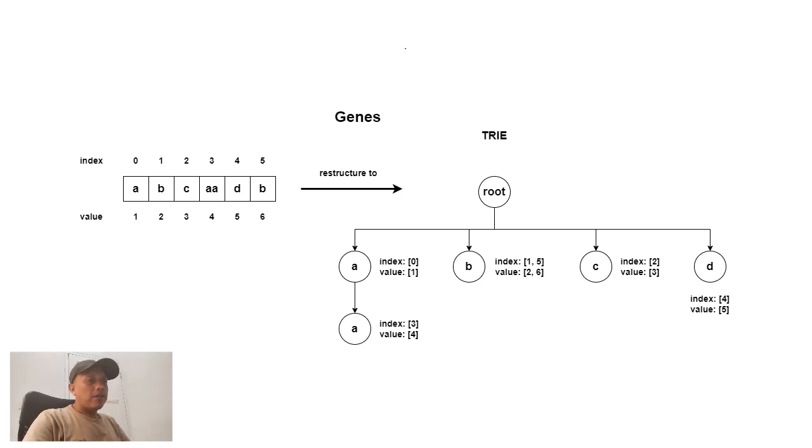Node A has a child node A representing gene AA. Notice that some nodes have values that represent the index and value of the gene. For example, node A has an index of 0 and a value of 1. The node A beneath it representing gene AA has an index of 3 and a value of 4. The same applies to the other nodes, like nodes B, C, and D.